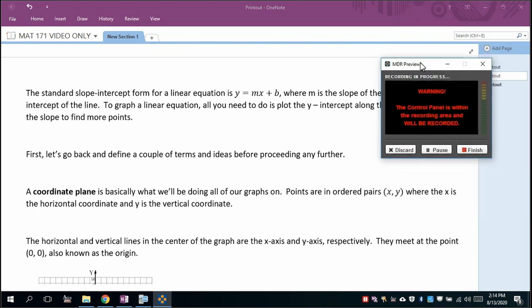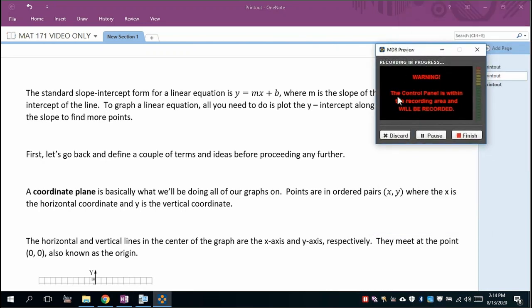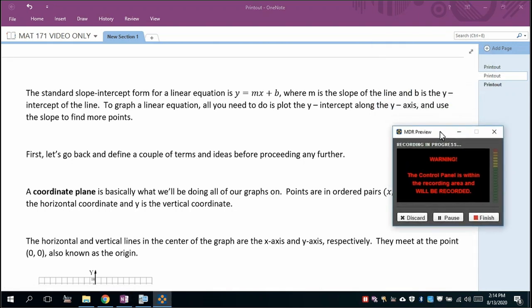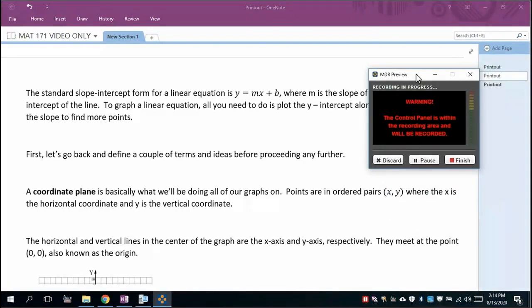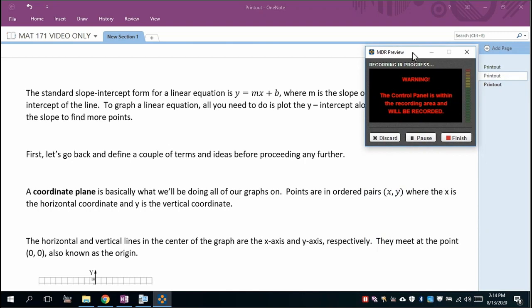Now, for a linear equation, the standard slope-intercept form is y equals mx plus b, where m is the slope and b is your y-intercept. So, all we have to do, we would want to start by plotting the y-intercept on the y-axis and use the slope to find more points.